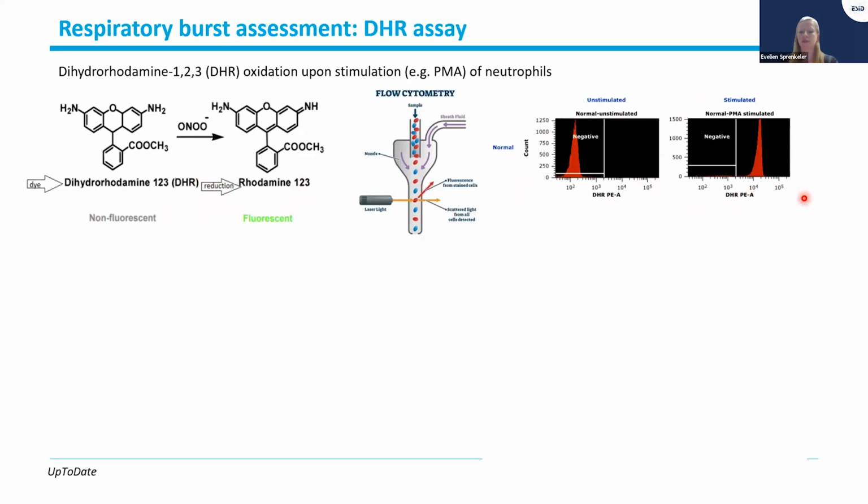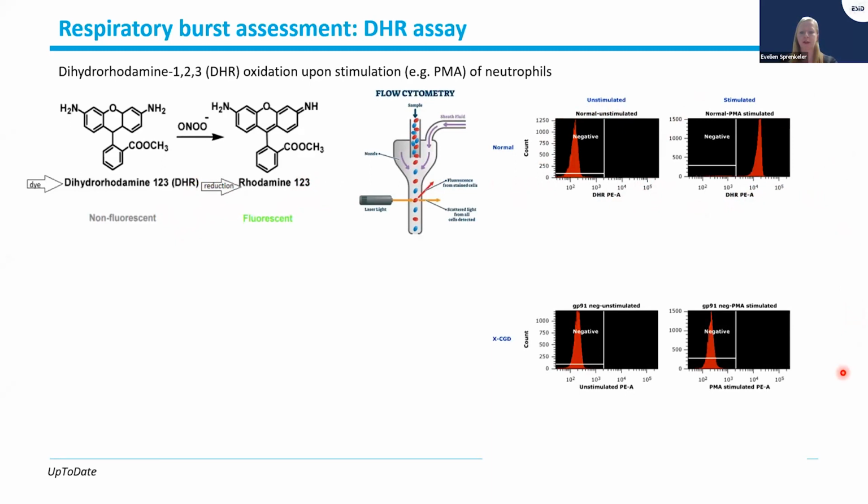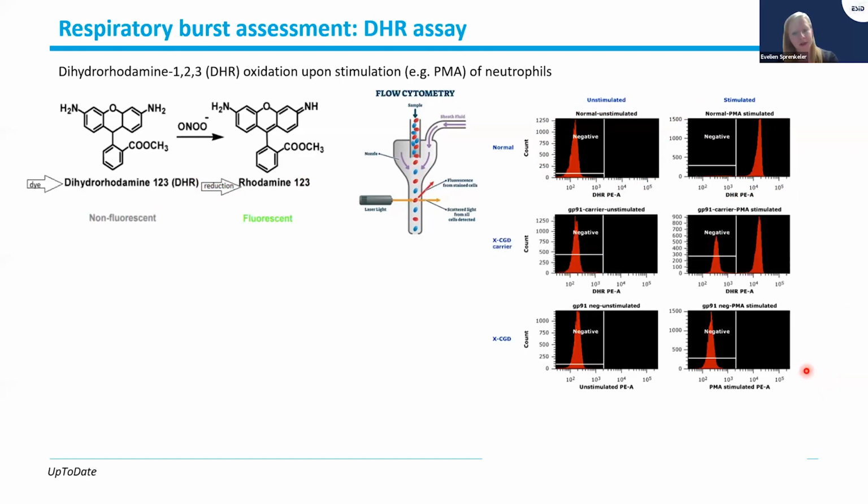So you see a nice shift in the fluorescence. However, when you have an X-linked CGD patient, you see that there's no fluorescence of DHR in the neutrophils. And for the carrier condition, for example, the mother of this child, you can see that a fraction of her neutrophils do produce reactive oxygen species, and a fraction of the neutrophils don't.